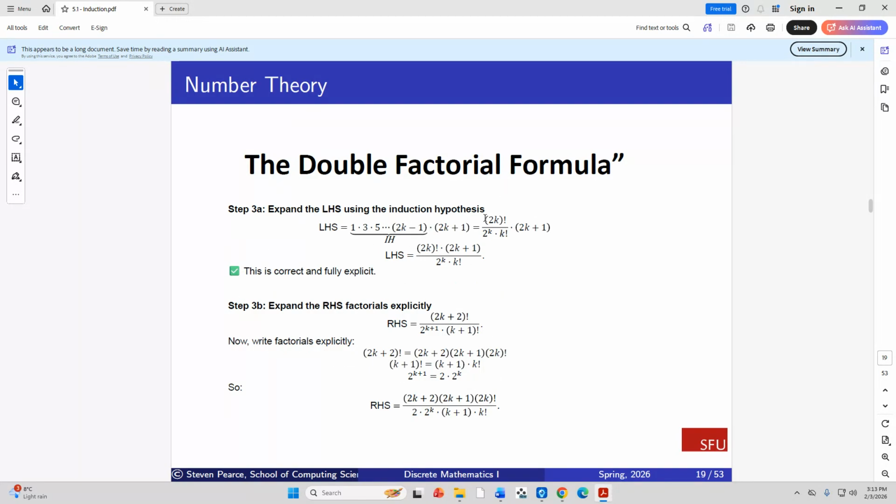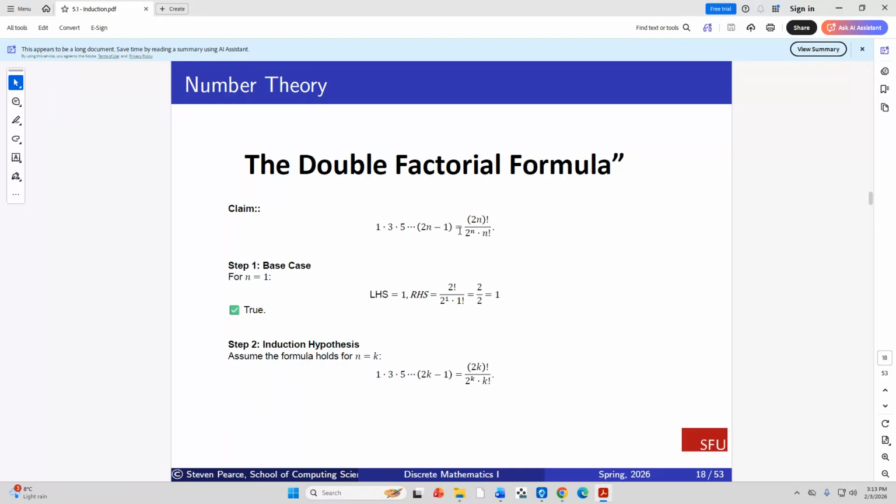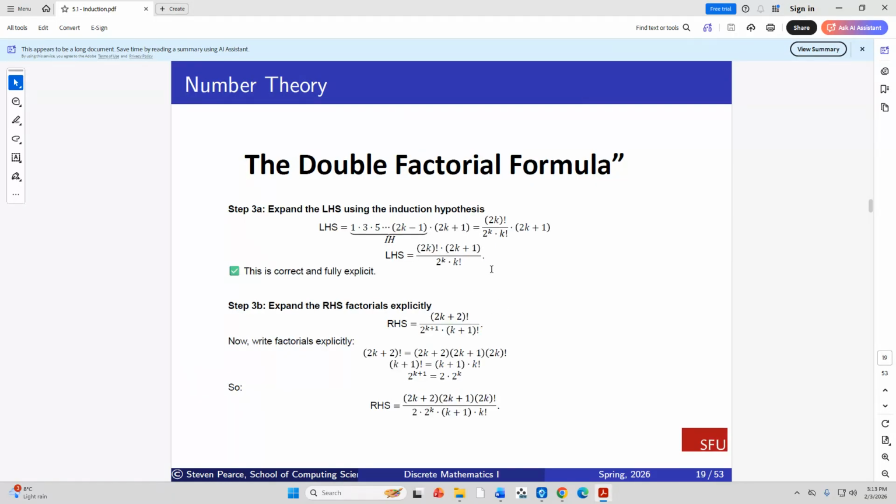The inductive hypothesis says it's that times the next, k plus first step, which is this done to both sides. To make the equation valid, we multiply both sides of this equation by 2k plus 1. So that's the left-hand side, which is correct and fully explicit. Expand the right-hand side, factorials.